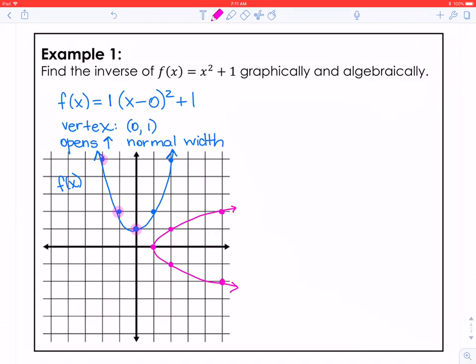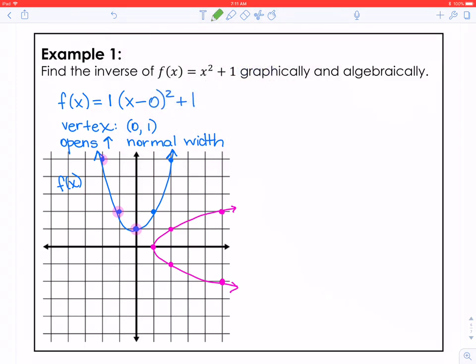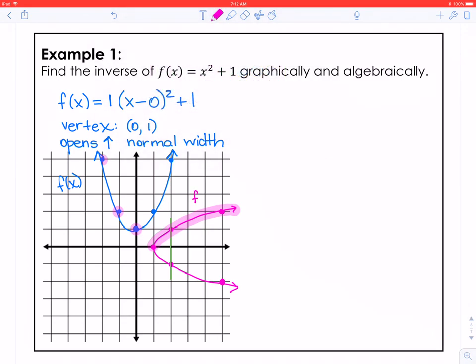Now, is this a function? No, because we fail the vertical line test. If we were to look even just right here, we have two y values assigned to the same x value, so it's not a function, it's just a relation. So if I want to talk function, then I'm going to have to restrict my domain and just look at the principal square root. And that would be my inverse function.